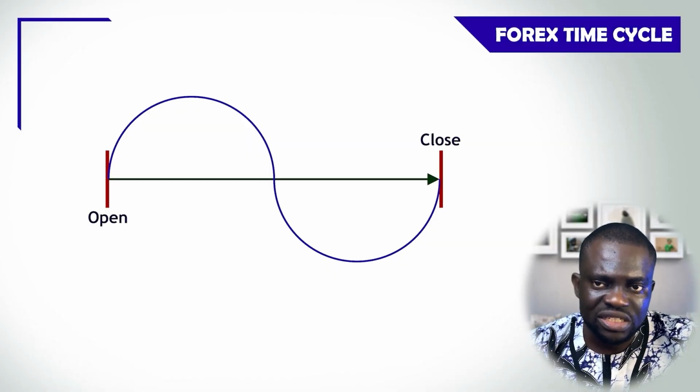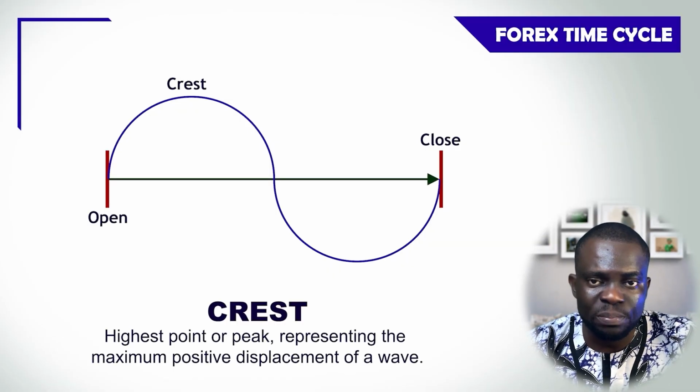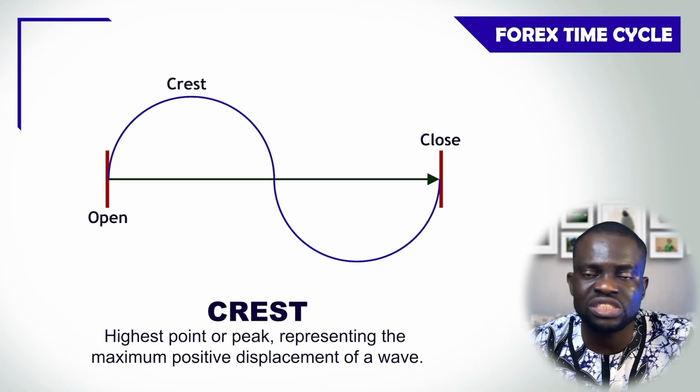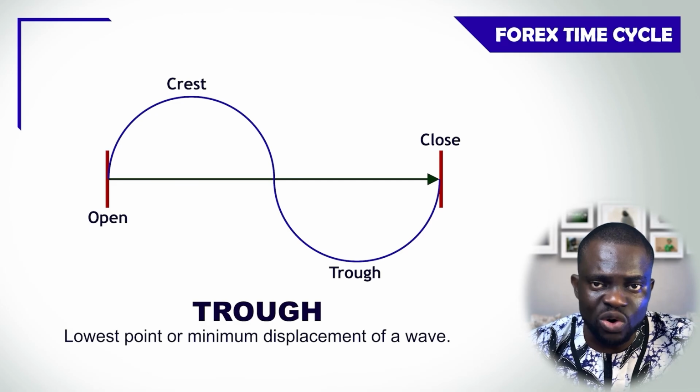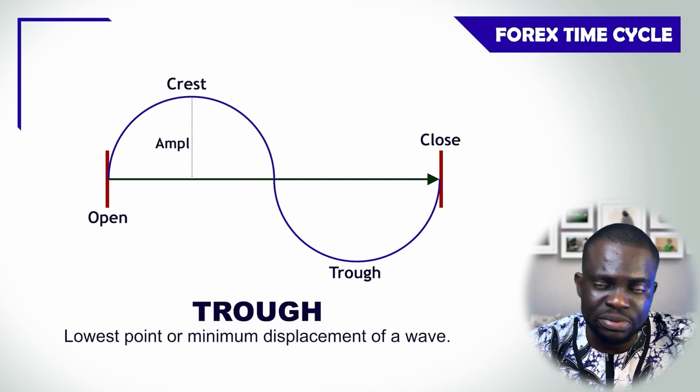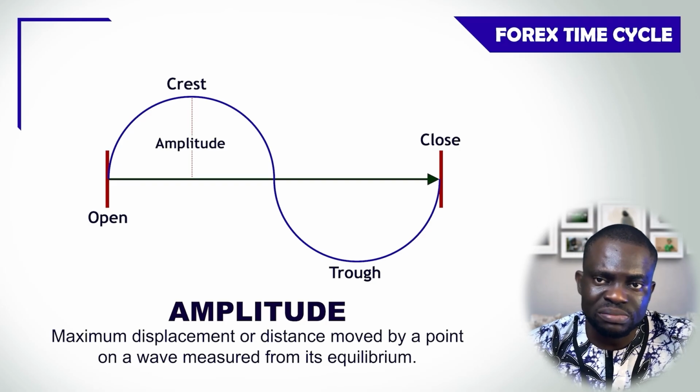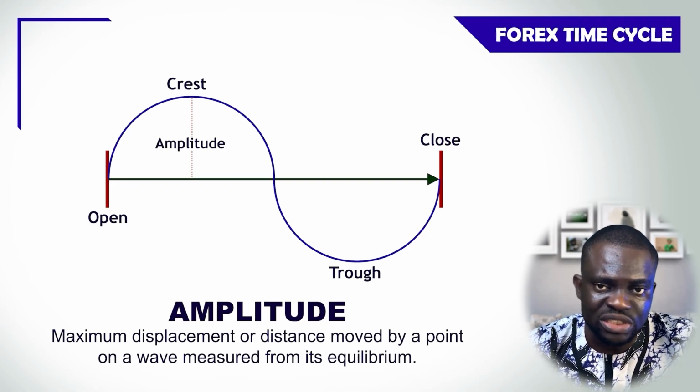There are 5 parts of a wave that is important for us to know as forex traders. The first part is the crest, which is the highest point or peak representing the maximum positive displacement of a wave. The second part is the trough, which is the lowest point or minimum displacement of a wave. It is the opposite of a crest. The third part of a wave that is important to us is the amplitude, and it is the maximum displacement or distance moved by a point on a wave measured from its equilibrium or open position of that cycle.